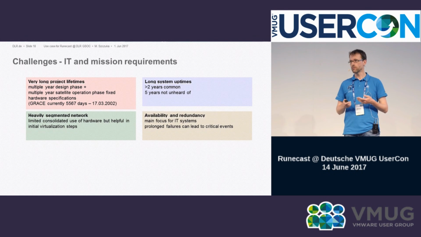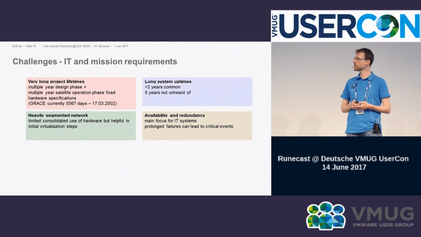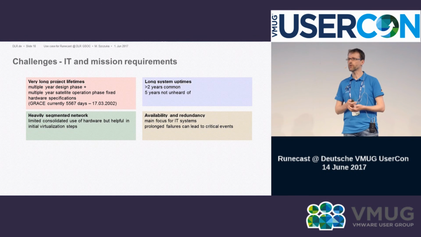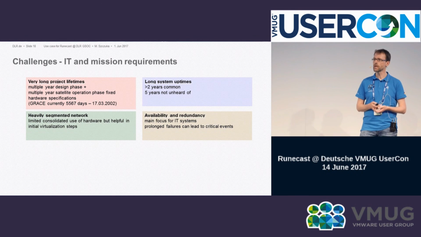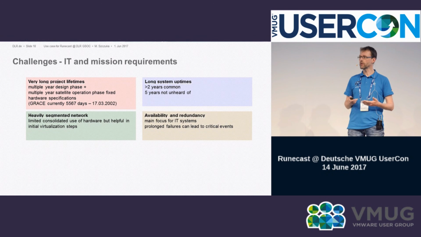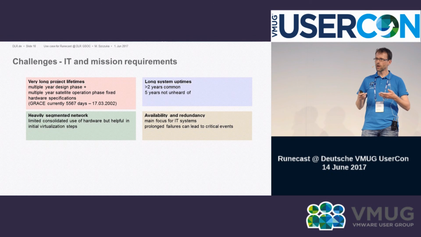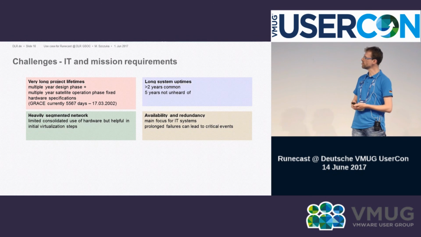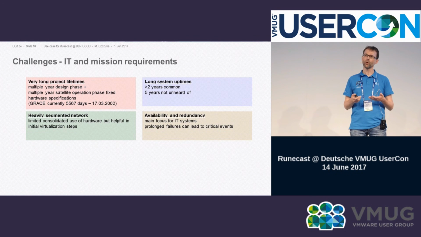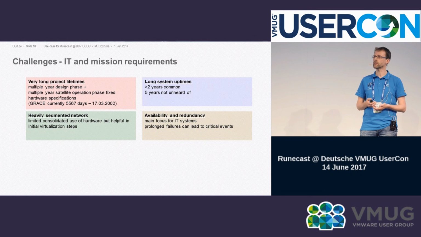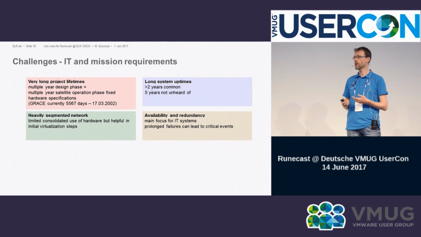One of the most important things we have to think about in those missions is the actual availability and therefore also the redundancy of the systems that are in use. Because a crashed system, a system that's not available at a certain point in time, can lead to critical mission failures with a satellite.